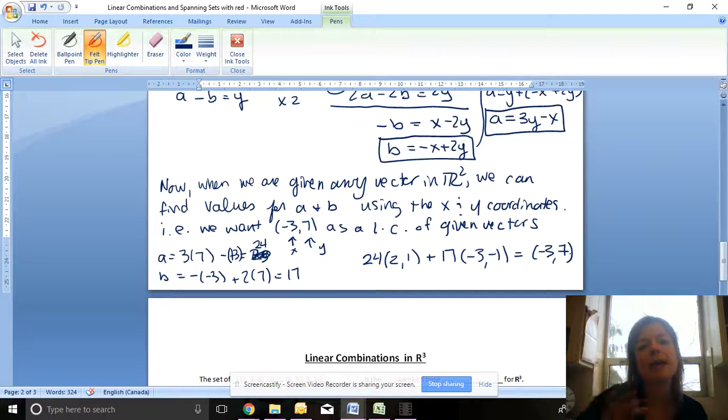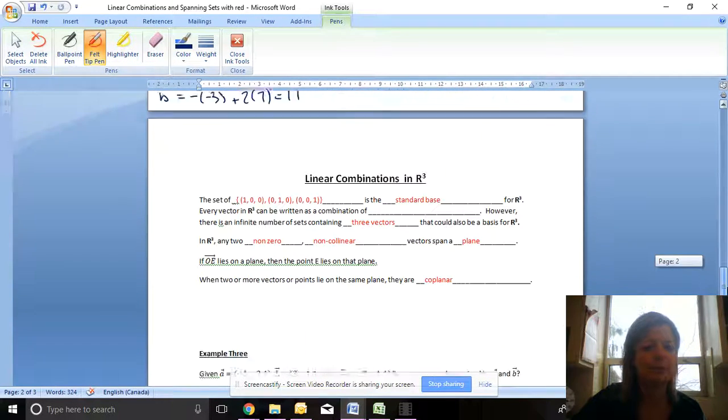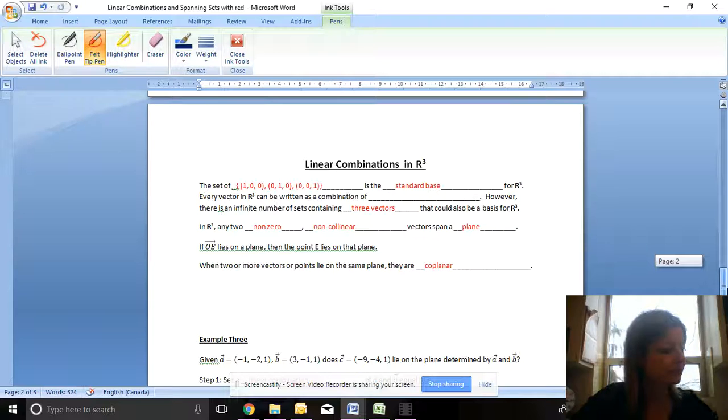So this process can be done for any vector in R2, anything, any vector. So that's why it means that these two given vectors span R2, because you can create a linear combination to come up with any resultant that your little heart desires.